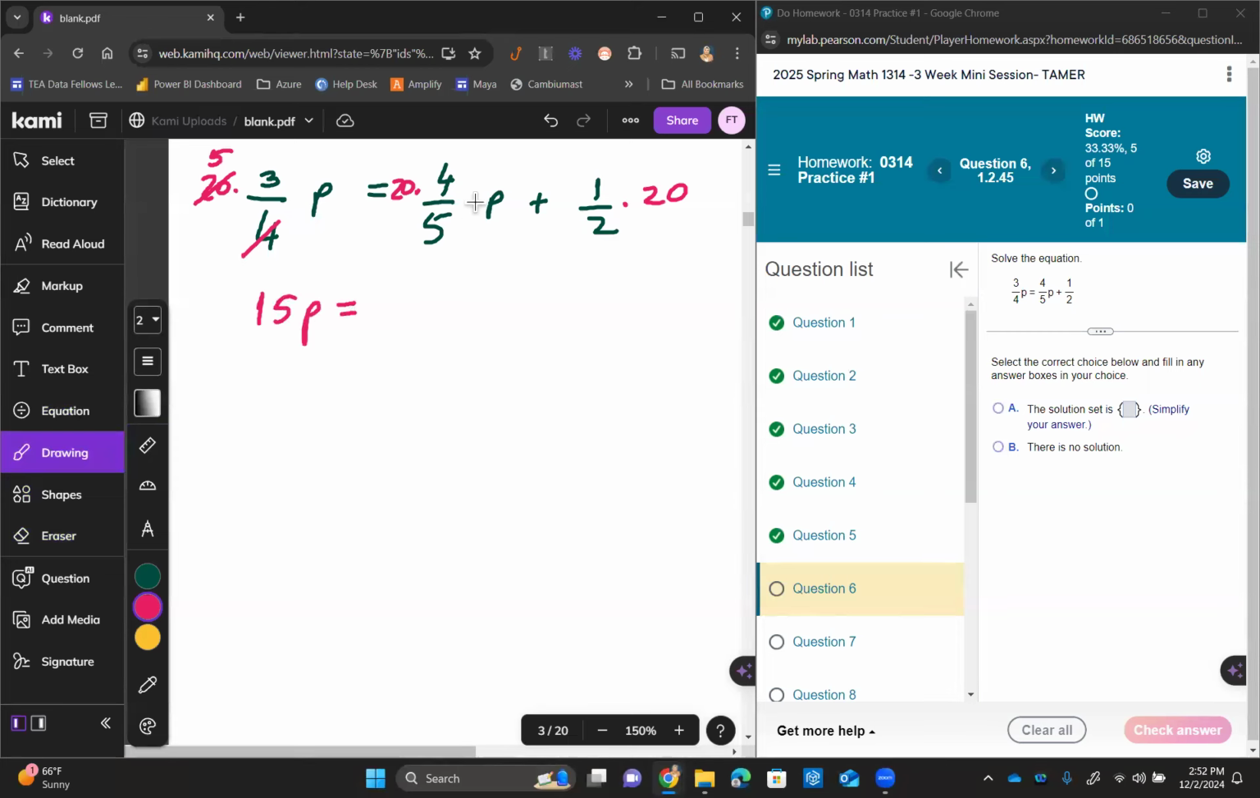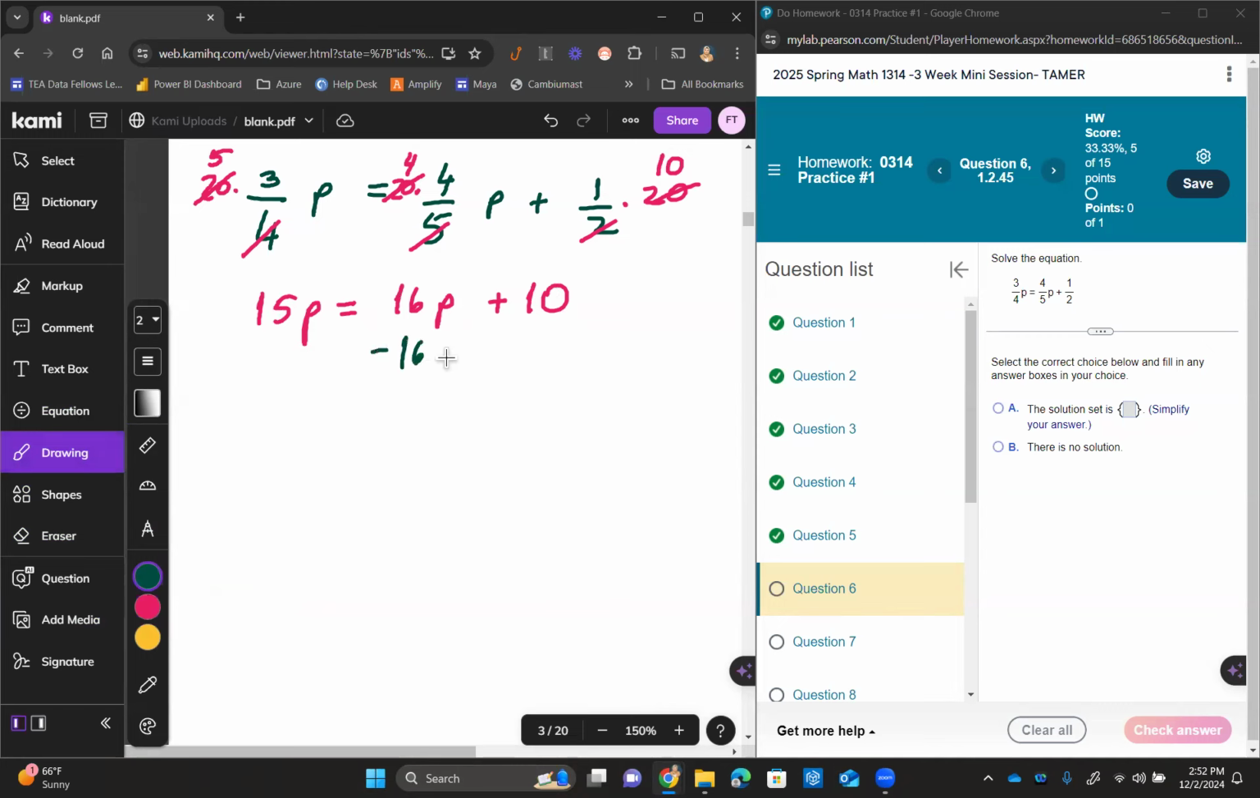Again, we're going to do a very similar action here. First, 20 divided by 5 is 4. Now all I have to do is 4 times 4p, which will become 16p. Similarly, 20 divided by 2 is 10. And all I have to do now is 1 times 10, which is 10. So no more fractions, and it's such an easy problem to handle.